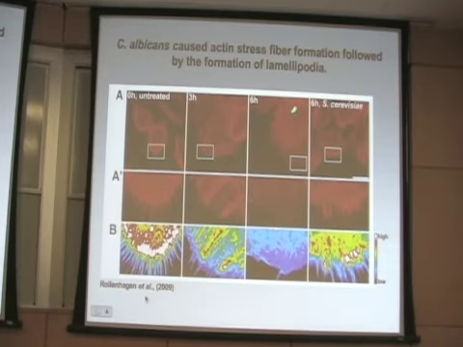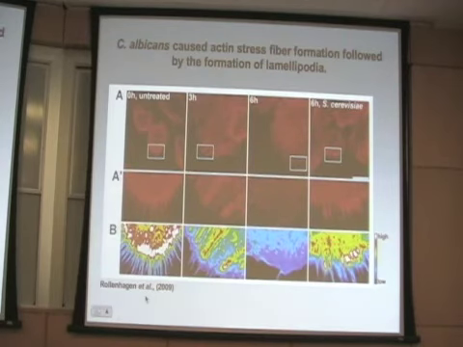In control experiments, we used Saccharomyces cerevisiae that were co-cultured with these oral keratinocytes. And as you can see, there's not a big difference between untreated cultures and those that were treated with Saccharomyces.